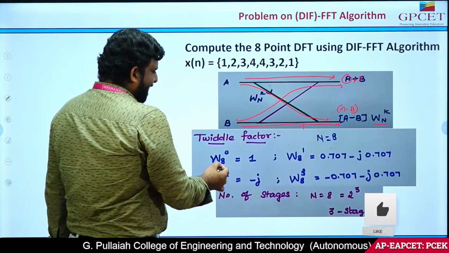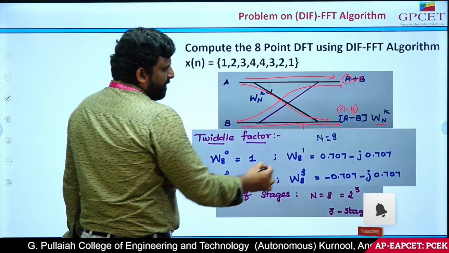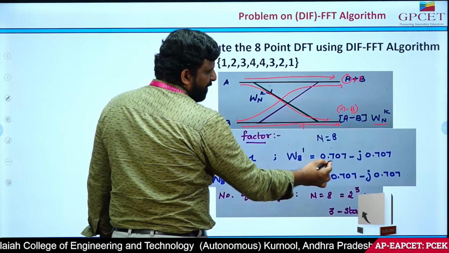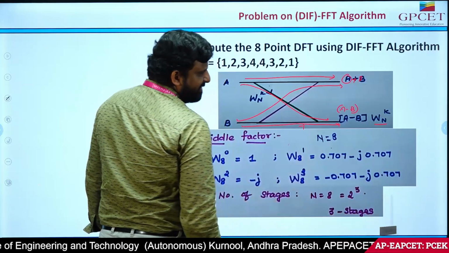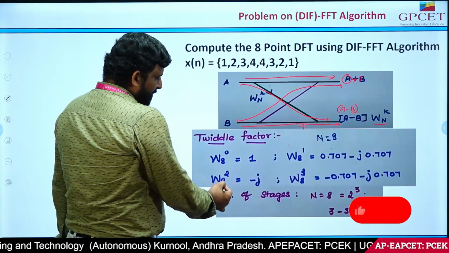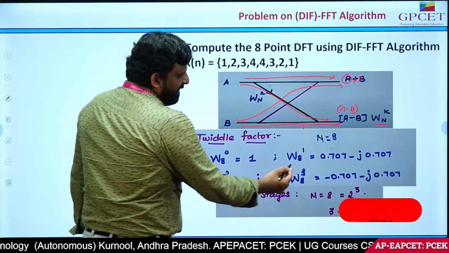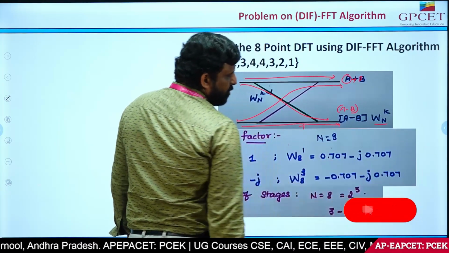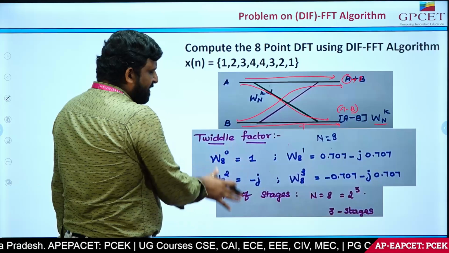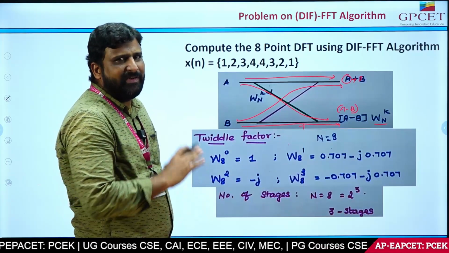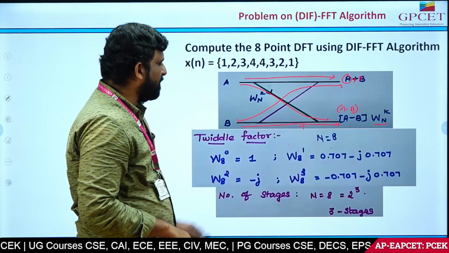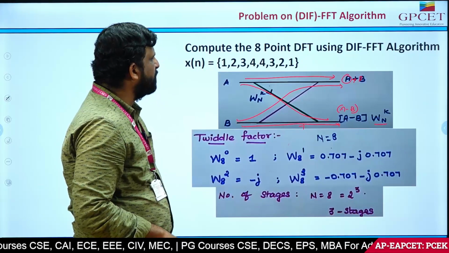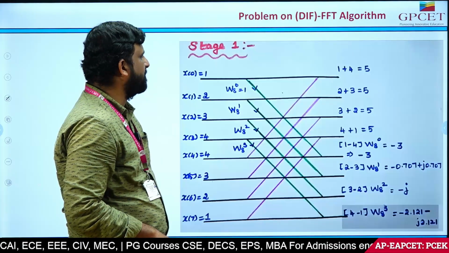Fine. So W8 to the power of 0 value will be equal to 1. W8 to the power of 1 value will be equal to 0.707 minus J 0.707. W8 to the power of 2 is equal to minus J, and W8 to the power of 3 is equal to minus 0.707 minus J 0.707. So these are the twiddle factor values which will be fixed for each and every problem. So we will see how we are going to compute this with the help of DIF FFT algorithm.